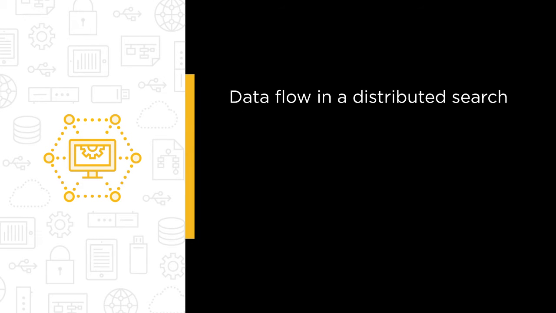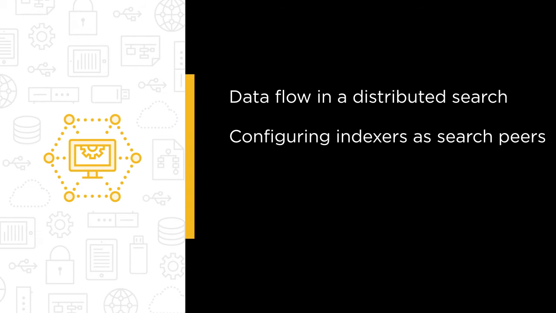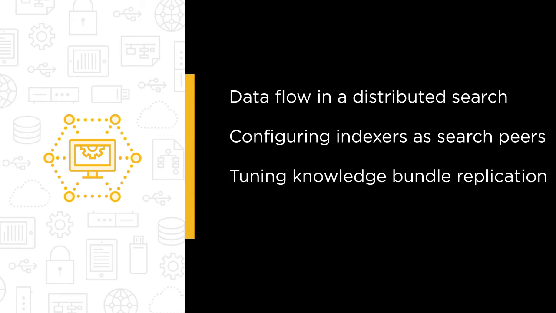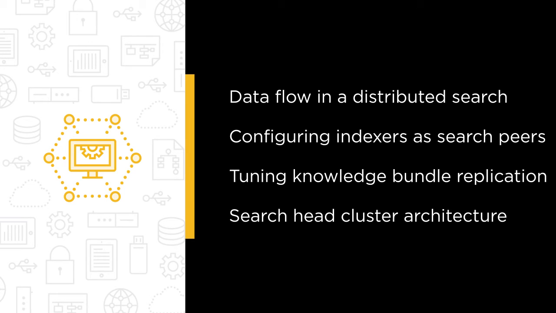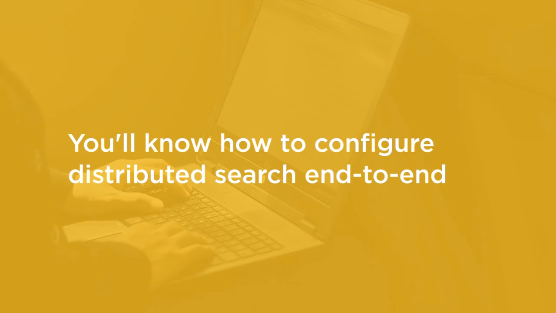Some of the major topics we will cover include data flow in a distributed search, configuring indexers as search peers, tuning knowledge bundle replication, and search head cluster architecture. By the end of this course, you will know how to configure distributed search end-to-end, whether you have 3 search peers or 300 search peers.